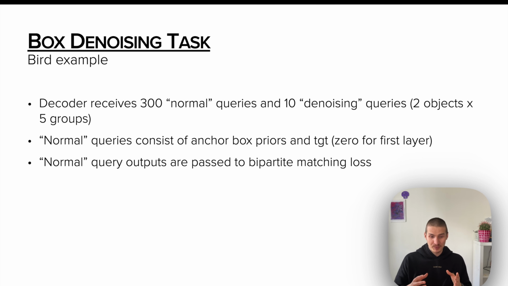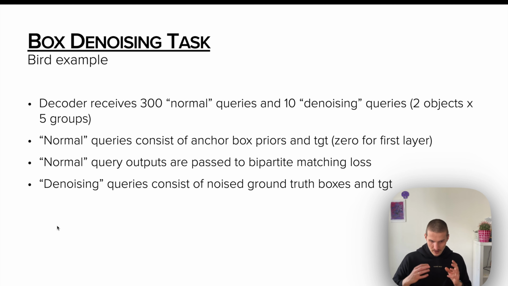Normal query outputs are passed to bipartite matching loss during training, which is unstable. It might create contradictory signal, and the signal overall is sparse, but we still need that because we don't want the final model to output duplicates. Our denoising queries, the 10 denoising queries, consist of the same target, zeros initially, and noised ground truth boxes.